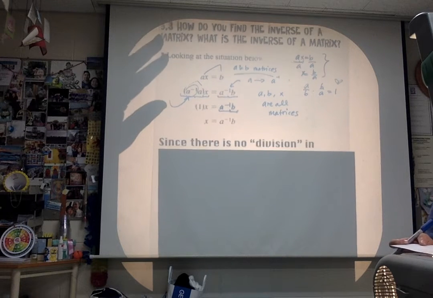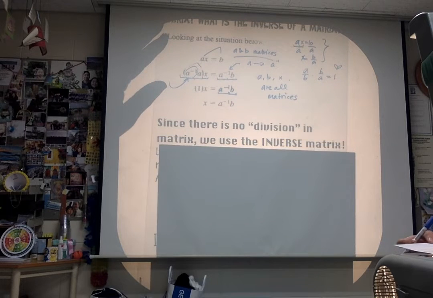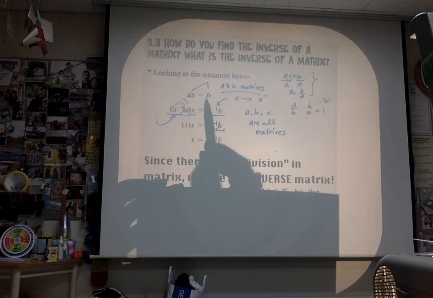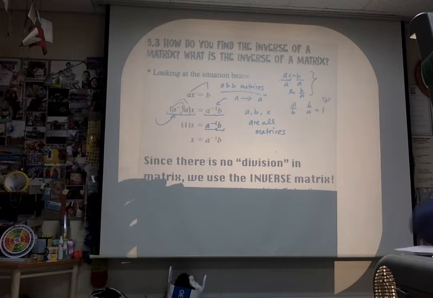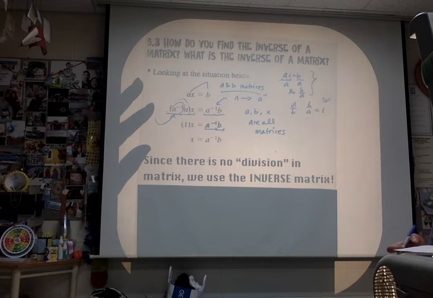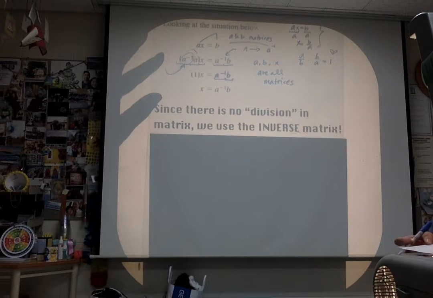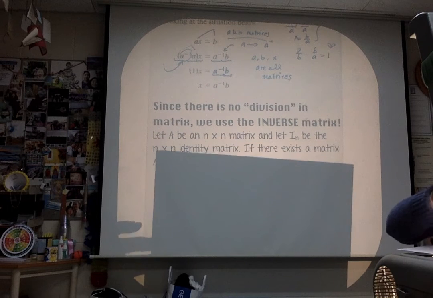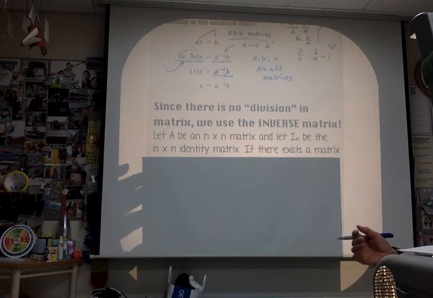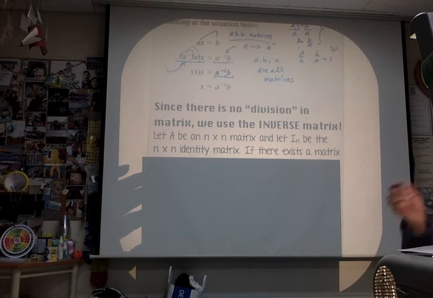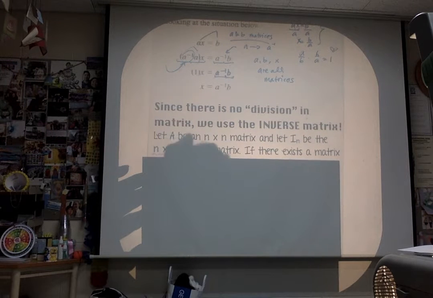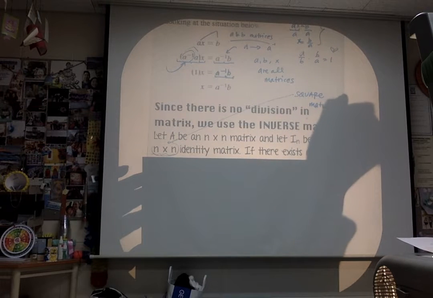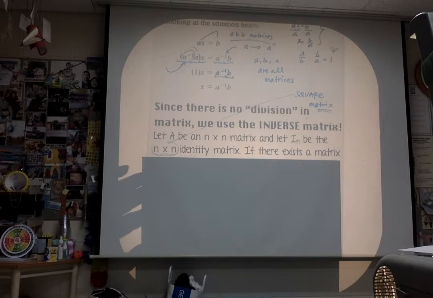All right, so let's keep going. Since there is no division in matrices, we use the inverse matrix. We can't just simply divide. So even if these are the same order, we can't say B divided by A matrix. We have to multiply by its inverse matrix. So we'll formalize this. Let A be an n by n matrix, and let I sub n be the identity matrix, n by n. The inverse matrices have to be n by n, a square matrix. So inverses only exist if they are square matrices.